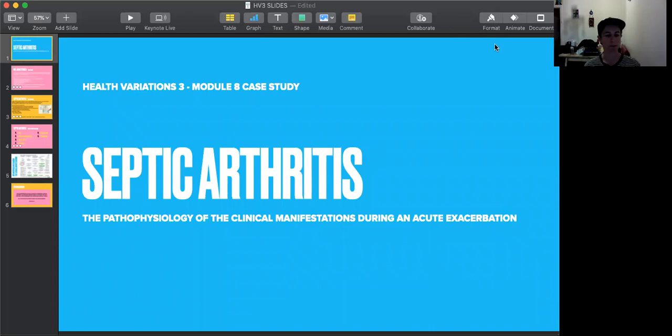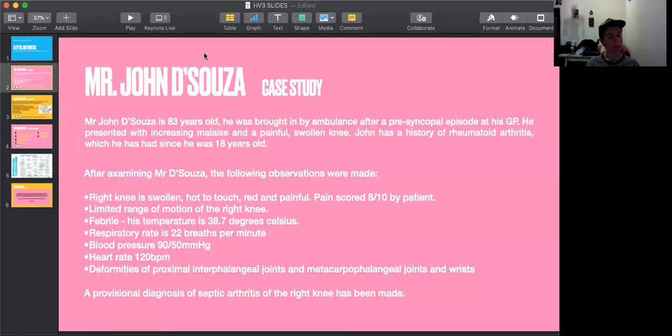Today, I'll be presenting my explanation of the pathogenesis causing the clinical manifestations which the patient, Mr. D'Souza, presents in the case study. Mr. D'Souza is 83 years old. He was brought in by ambulance after a pre-syncopal episode at his GP. He presented with increasing malaise and a painful swollen knee.